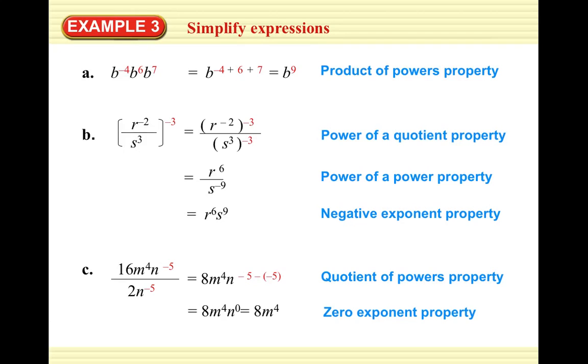So 8 times m to the 4th times n to the 0, well, anything to the 0 power is equal to 1. So we replace that n to the 0 power with 1, and then 8 times 1, of course, is 8. So this simplifies to 8 times m to the 4th. Now, if I were writing this out, I would actually just go ahead and cancel n to the -5 over n to the -5, just because they are exactly the same. And if they're exactly the same in the numerator and the denominator, they can factor out.